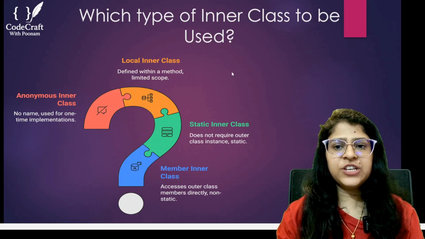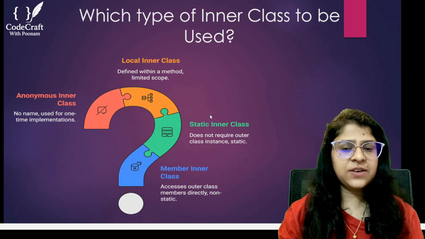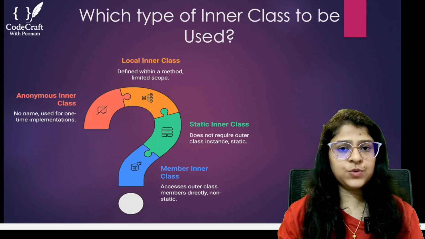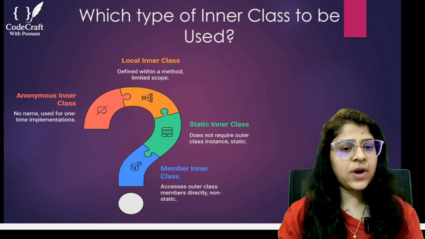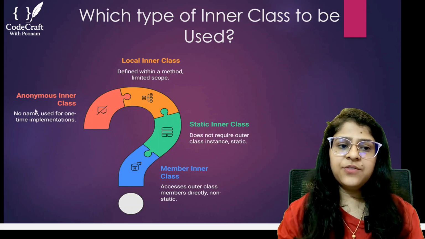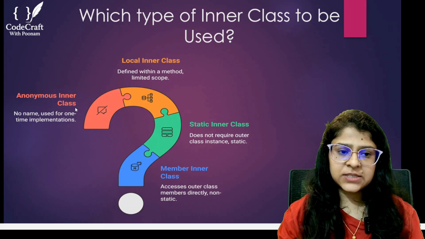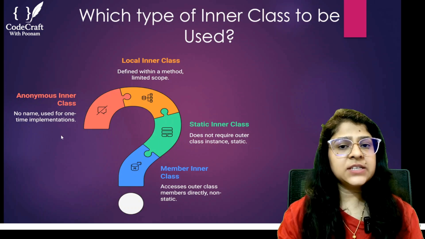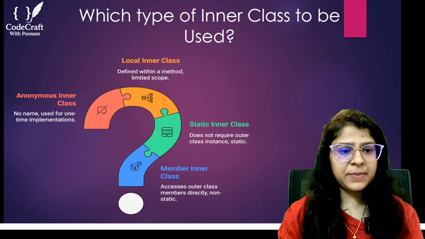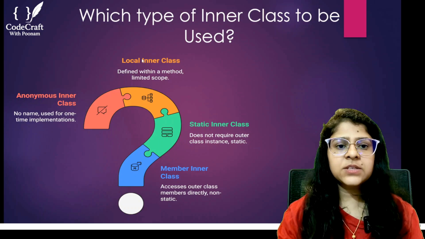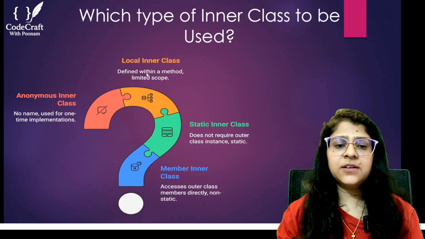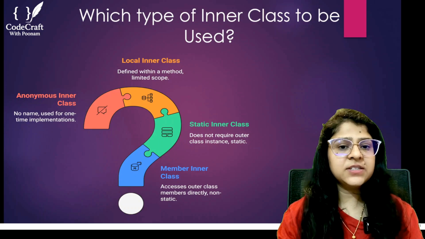Coming to which type of inner class to be used, as you have seen there are four types of inner classes, right? You have to use it depending upon the requirement, okay. So when to use anonymous inner class, you can use anonymous inner class when there is a need of one-time implementation. Okay. So coming to local inner class, it is defined within a method which has a limited scope.